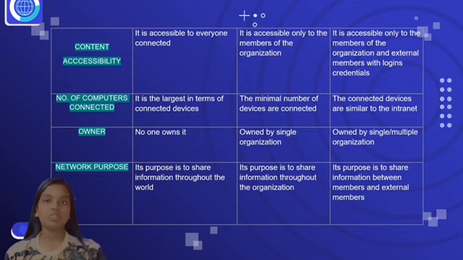Intranets are private networks used within an organization. Ownership usually lies with the organization itself. The number of connected computers would depend on the size and structure of the specific intranet.